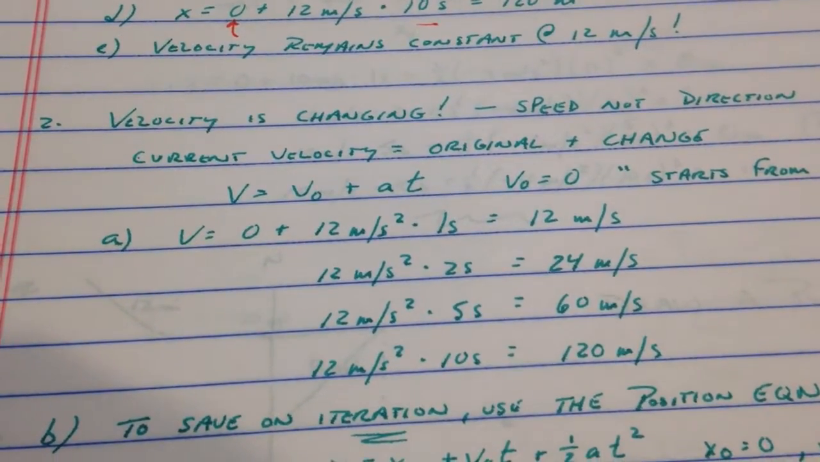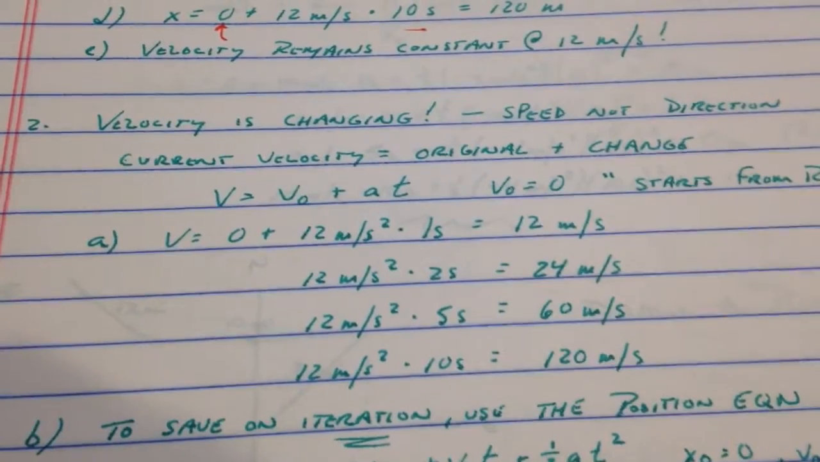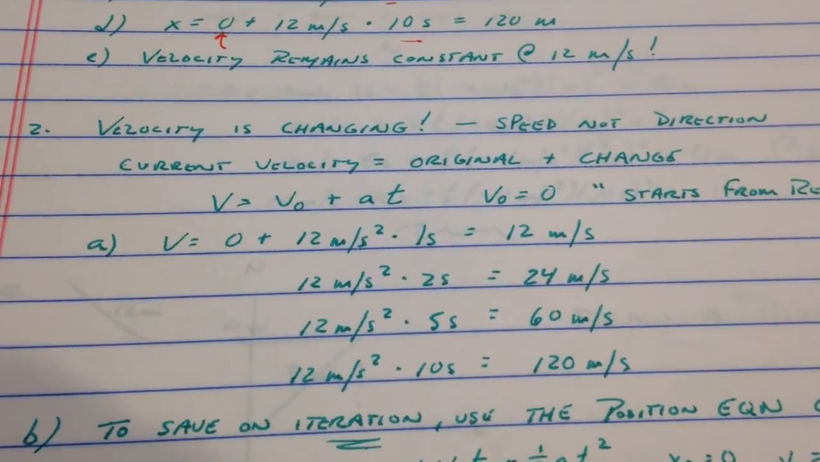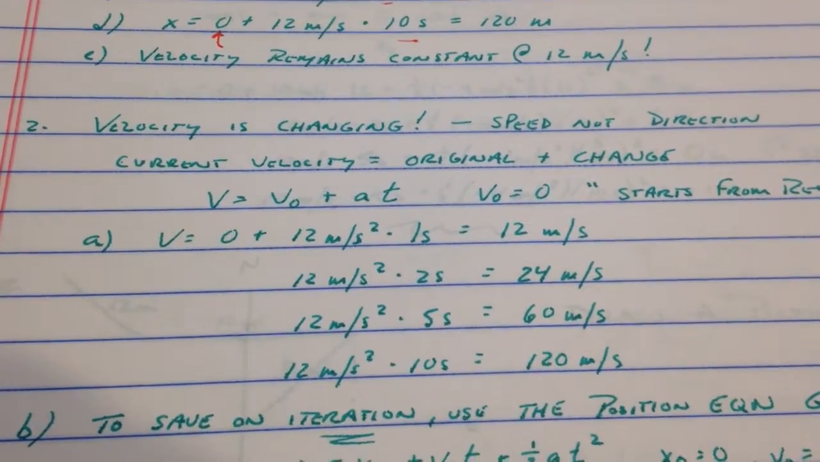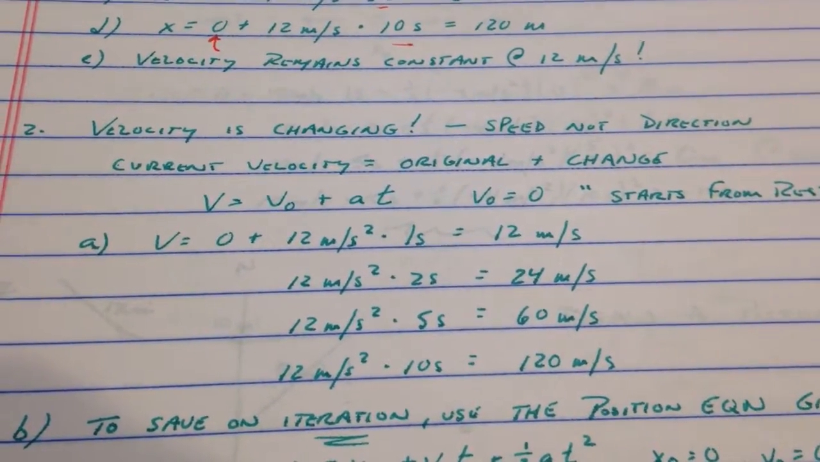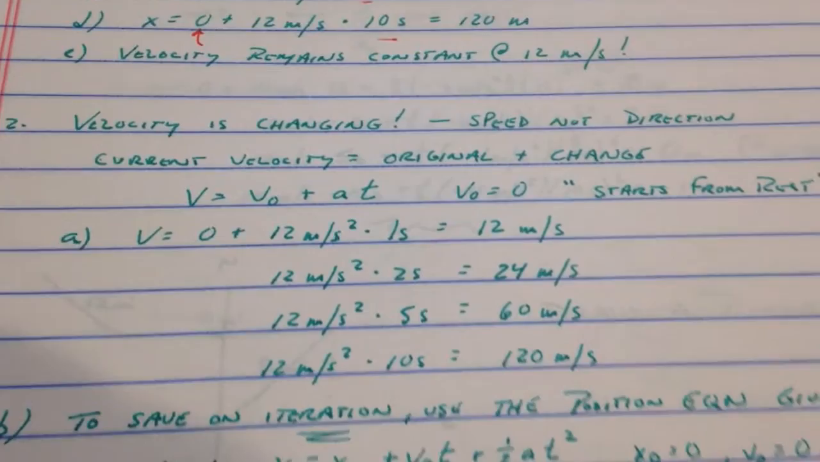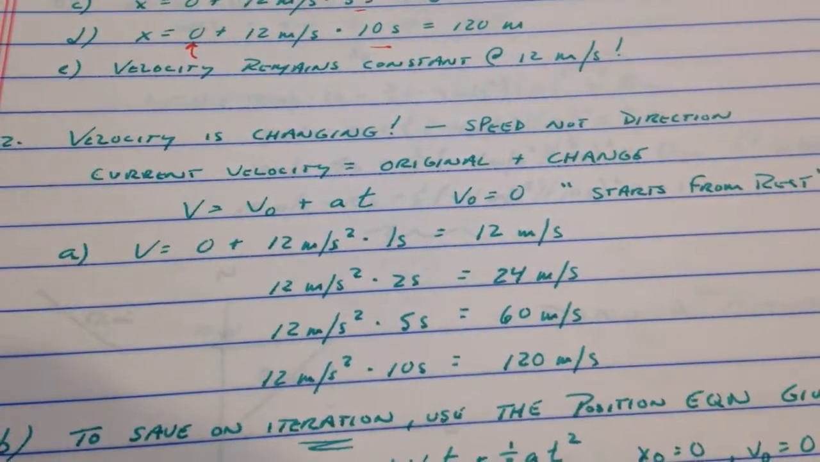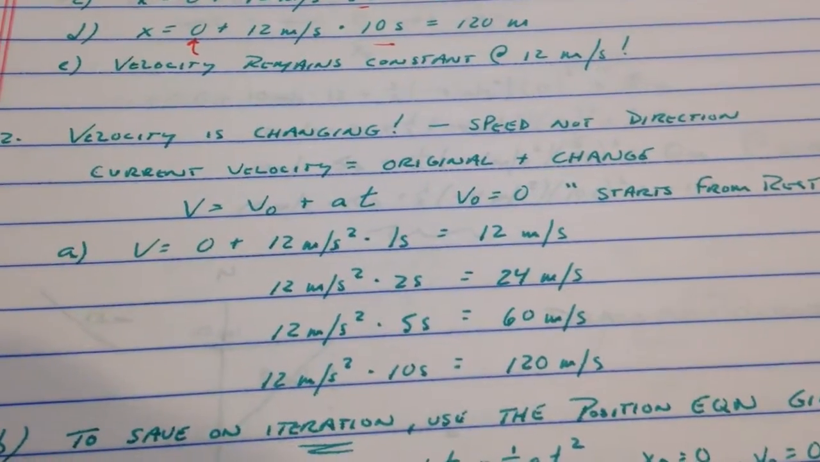And in problem number 2, we have changed the situation. Now the car is starting from rest and heading east at a constant acceleration of 12 meters per second squared. Notice the unit tells us again and confirms that we have an acceleration. So the velocity is changing.